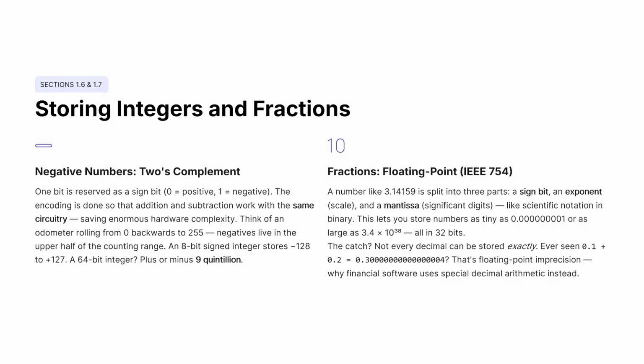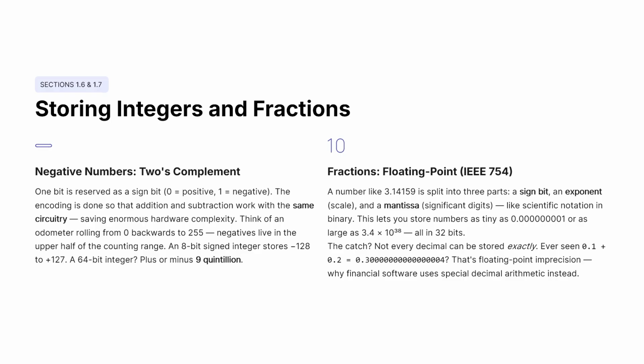So a number like 3.14159 gets encoded as a sign, positive, a power of 2 for the scale, and a string of bits representing the significant digits. This lets you store numbers as tiny as 0.0000000001, or as large as 3.4 times 10 to the 38th power, all in 32 bits.